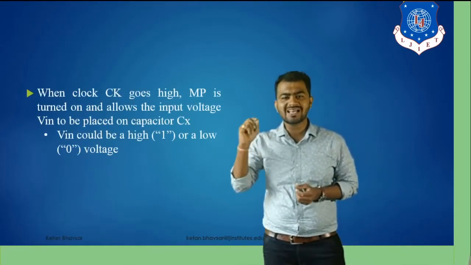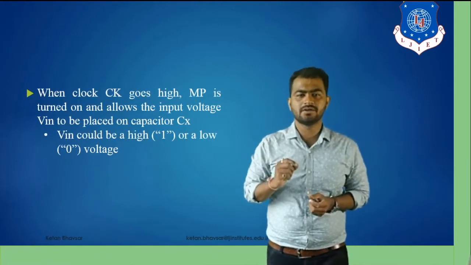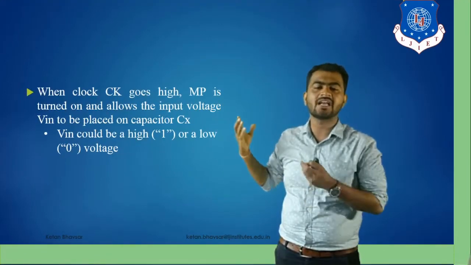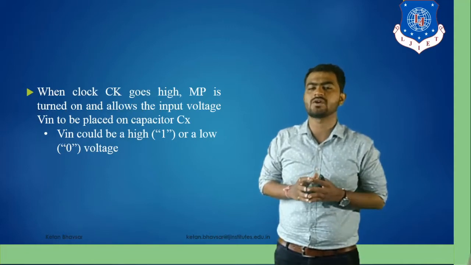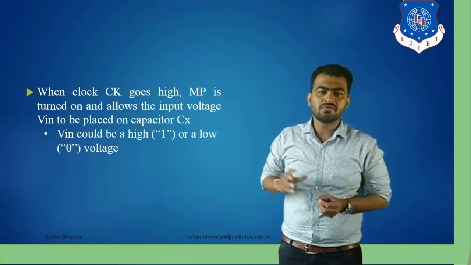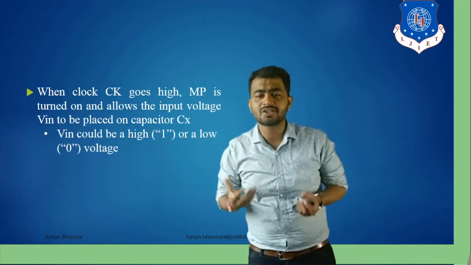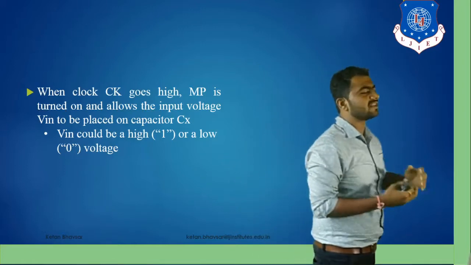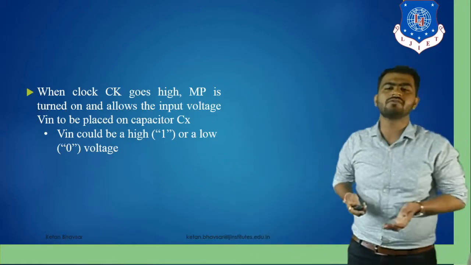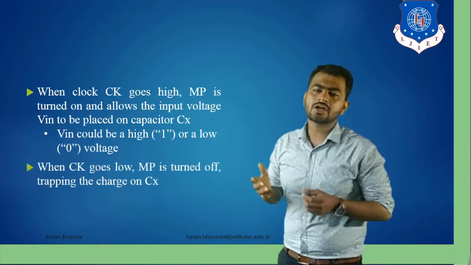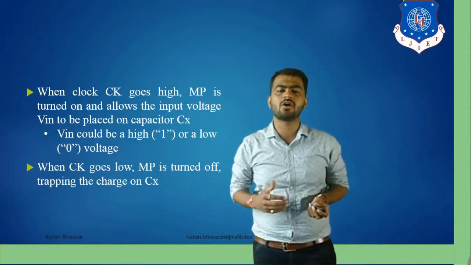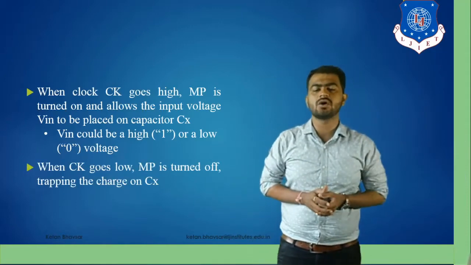When the clock goes high, the MP is turned on and allows the input voltage V to be placed on capacitor Cx. V could be a logic 1 or a logic 0, because in terms of the digital circuit, we are applying either the rising edge or the falling edge of the pulse. When the clock goes low, the MP is turned off, trapping the charge on Cx.